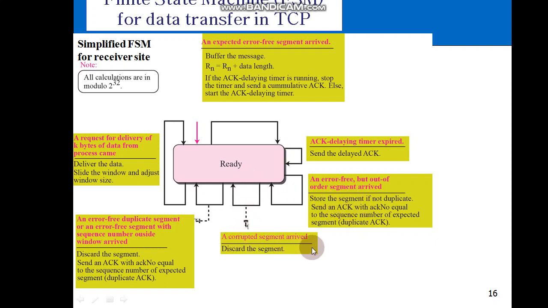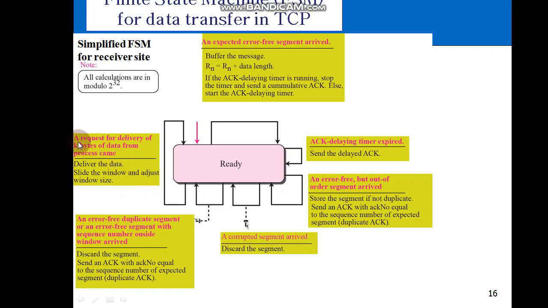Then if a corrupted segment arrives, as I said, if the checksum is not correct, it will discard the segment and go back to the ready state. Then if an error-free duplicate segment, or an error-free segment with a sequence number outside the window, arrives, it will discard the segment. That is, even if it is error free, if it is a duplicate segment, or a segment which is not expected now or is outside the window, it discards the segment and sends an acknowledgement with the sequence number of the expected segment, because we are getting a duplicate segment here.